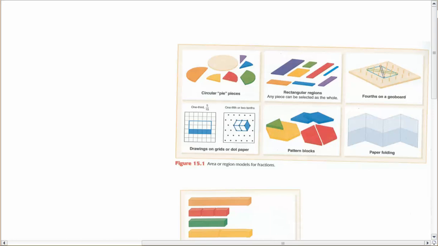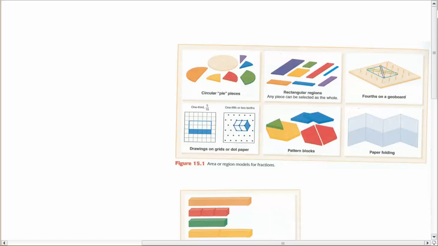There are a couple other area models we can use. These tend to be preset ones: circular pieces, rectangular regions, pattern blocks. You can buy them in sets. They come in plastic pieces. You can also do geometric shapes on a geoboard and talk about fractional parts of there.